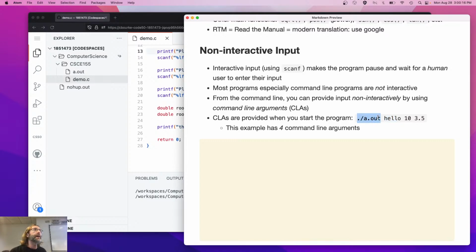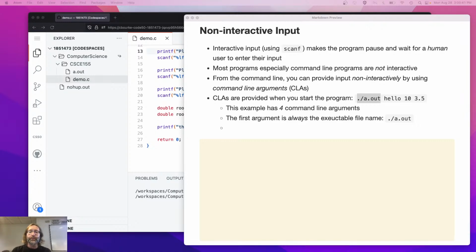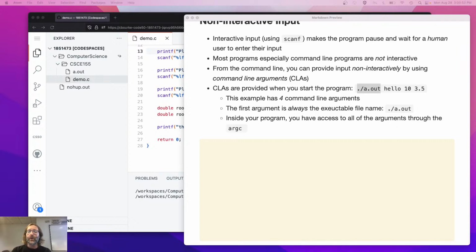The a.out is a command line argument. That's the executable file name. That's always the first argument, in fact. The first one is always the executable file name, right? In other words, in our case, and in most cases, it's going to be a.out. Inside your program, you have access to all of the arguments through the argc and argv arguments, right?